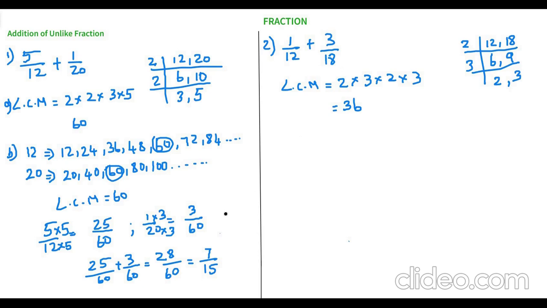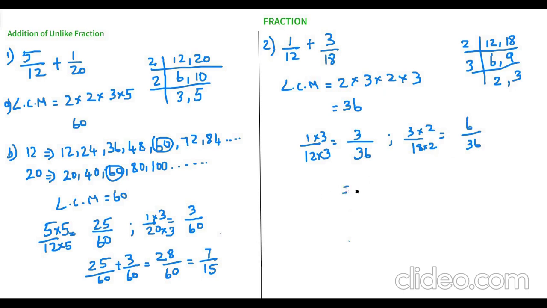Instead of writing the steps like this, since that was for you to understand, now we have the LCM as 36. Let's take the first fraction, which is 1 by 12. Now we have to make the denominator 36. So 12 times 3 is 36. The same steps I'll follow, so this becomes 3 by 36. Now we need 3 by 18. 18 also has to become 36. So 18 times 2 is 36. So 3 times 2 is 6, and this becomes 6 by 36.